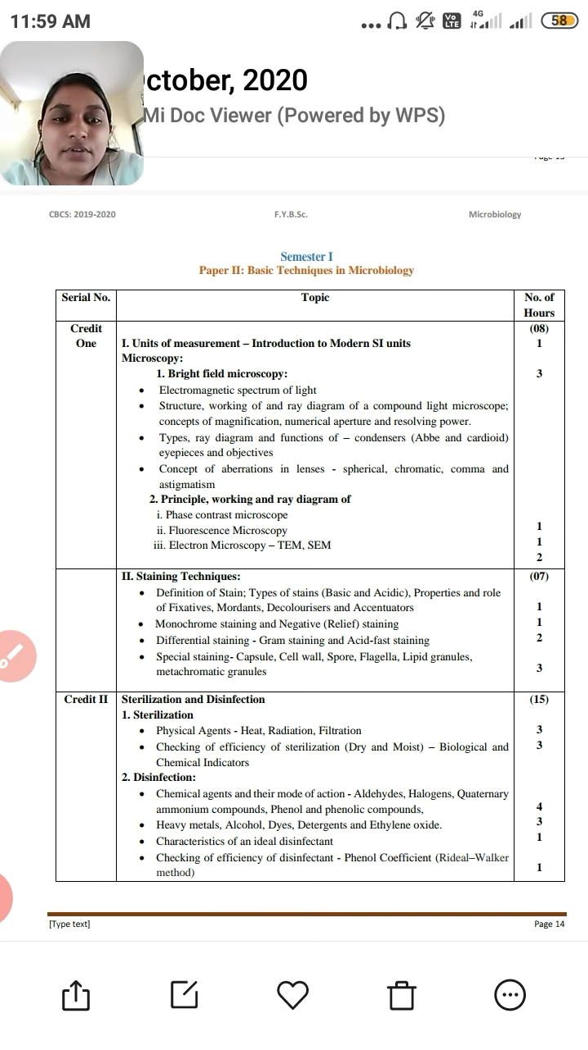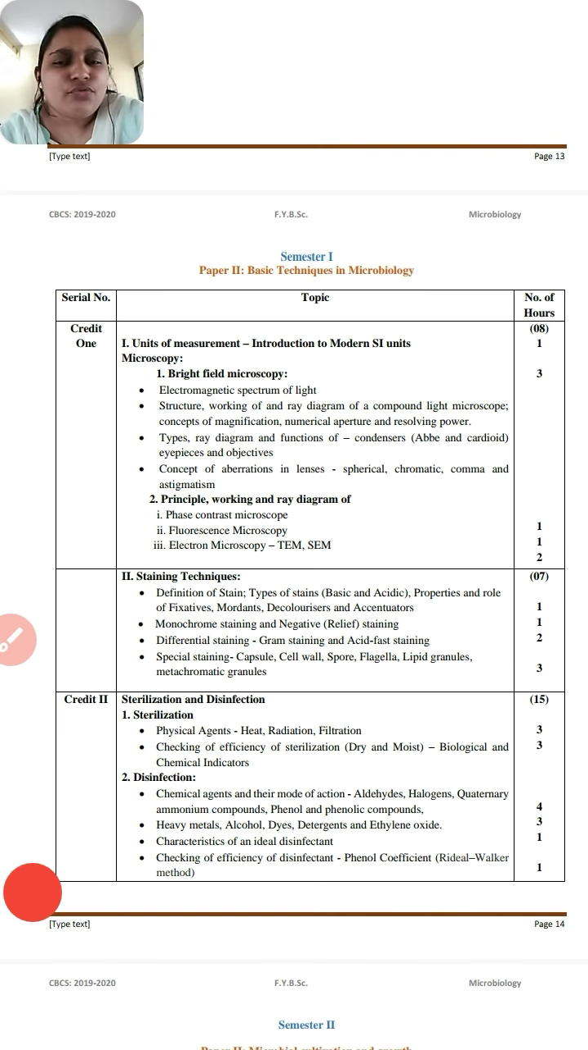Then the second one is checking the efficiency of sterilization. When we sterilize we don't know if we have killed all the forms of microorganism, or whatever method we use, whether it is efficient or not, useful or not. We check it using methods like biological and chemical indicators. We use these indicators to check whether the method is working properly or not. After that in the credit second we will see the second point, disinfection.